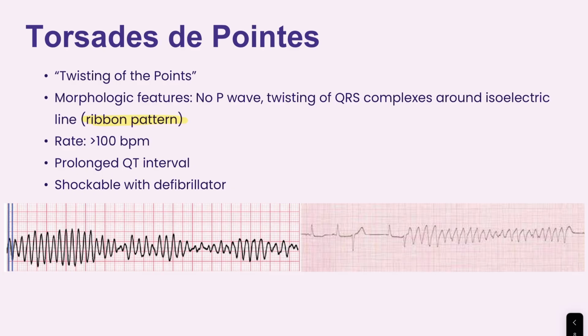Rate is going to be greater than 100 beats per minute, prolonged QT interval, and this is shockable with a defibrillator. And here's a couple examples. Take note here, we've got this ribbon pattern that happens, right? That's our ribbon pattern, a twisting of the points, torsade de pointes or torsades.